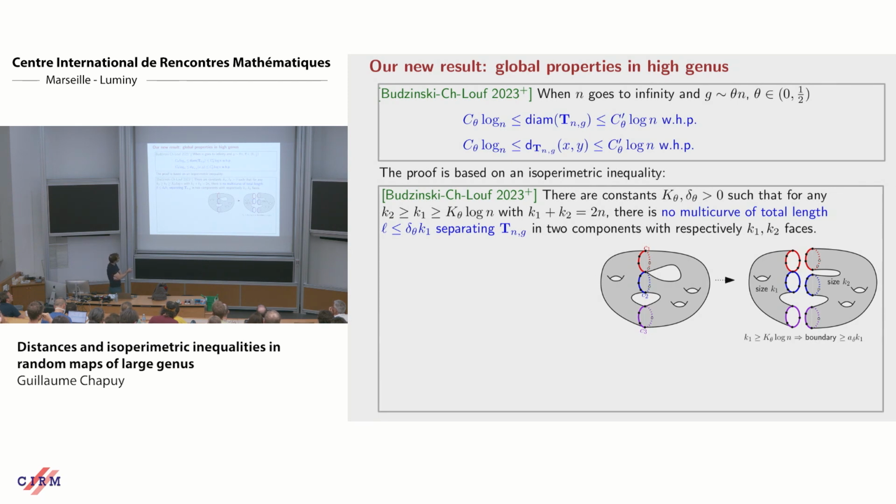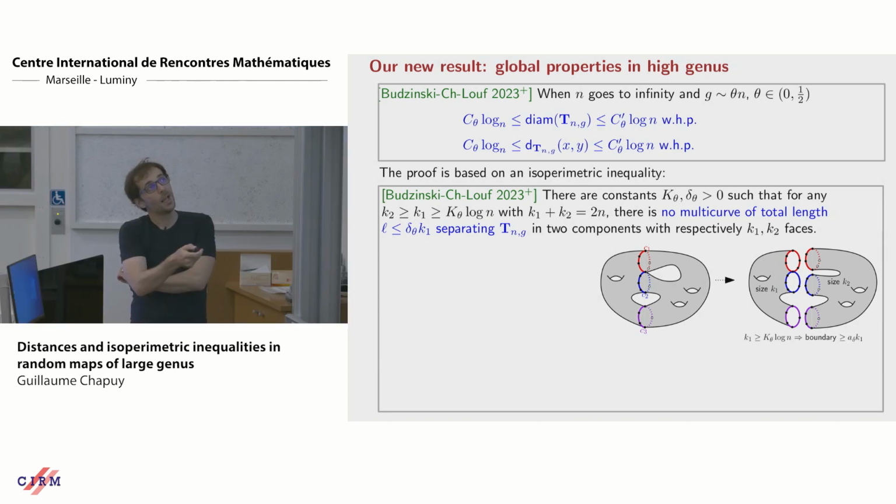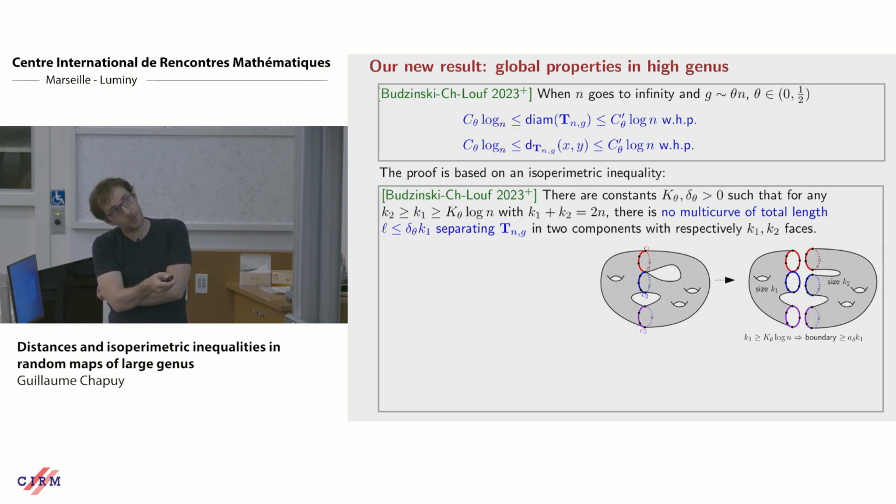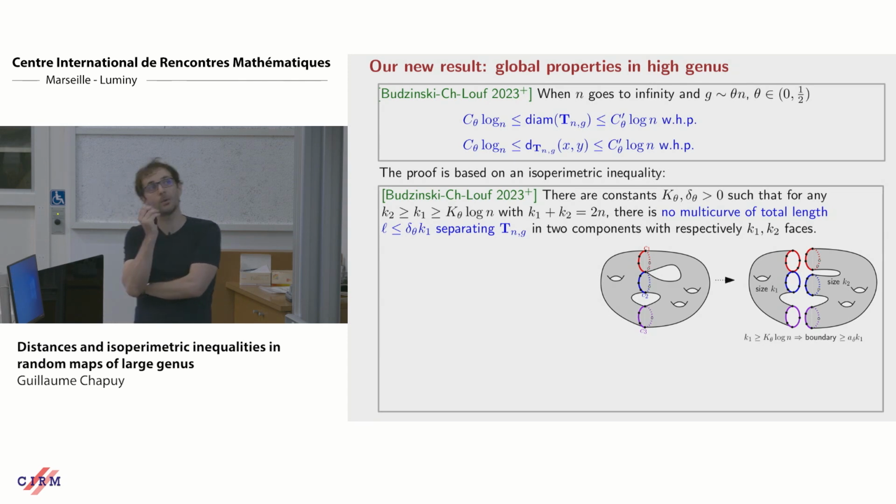So let me say it again. What's a multi-curve? A multi-curve is just a collection of curves on your surface. And they are not allowed to cross. So they can touch at a vertex, as here, but they cannot cross. Okay? And this is with high probability. So this statement is true with probability tending to 1. So assume that you have found a multi-curve like here that splits your triangulation into two pieces of size k1 and k2.